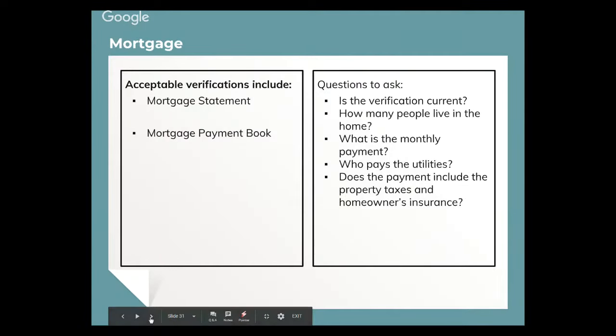We might need to verify mortgage. Some acceptable verifications for mortgage would include the mortgage statement or a mortgage payment book. Questions to ask with that: is the verification current? How many people live in the home? What is the monthly payment? Who pays the utilities? Does the payment include the property taxes and the homeowner's insurance? So we need to be having those conversations, asking all of those questions, documenting all of the answers within the narrative for the case.